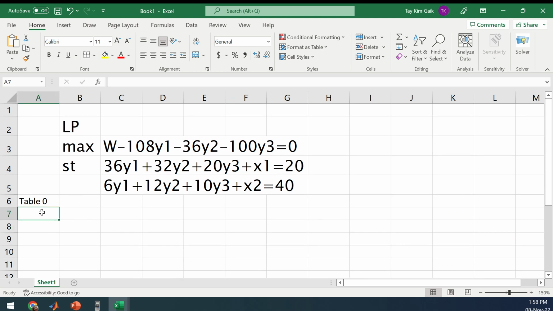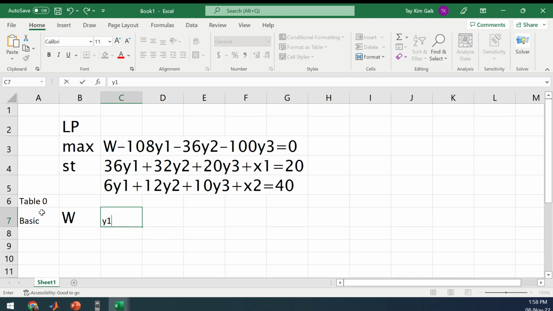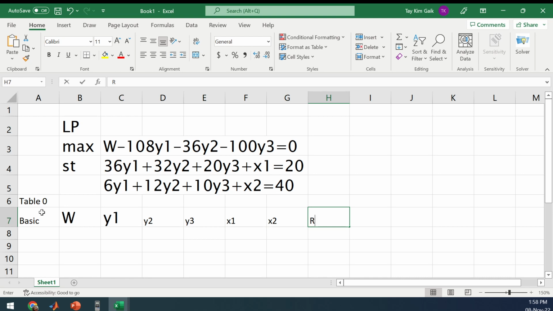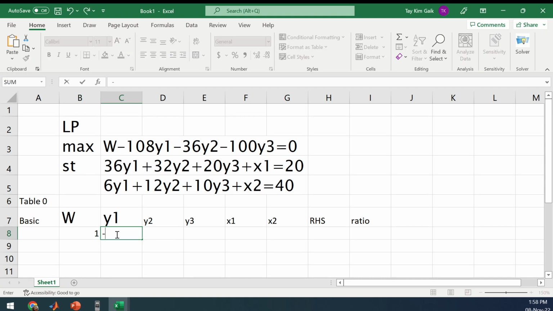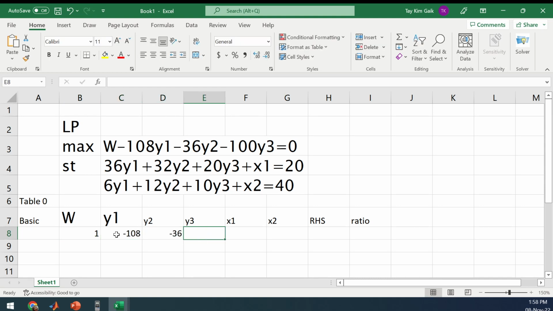Now we are going to put it into table 0. We have the basic variables, and then W, then Y1, Y2, Y3, and then X1, X2, right hand side, ratio. From the objective function, W is 1, Y1 is negative 108, Y2 is negative 36, Y3 is negative 100, X1 is 0, X2 is 0, right hand side is 0.